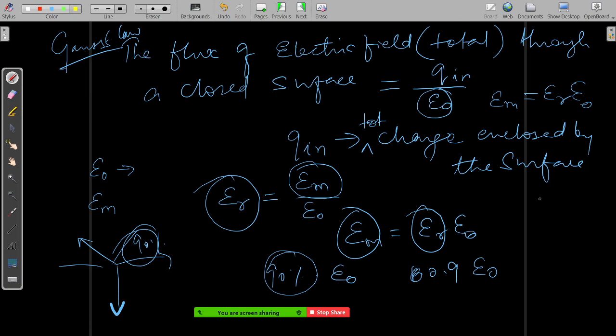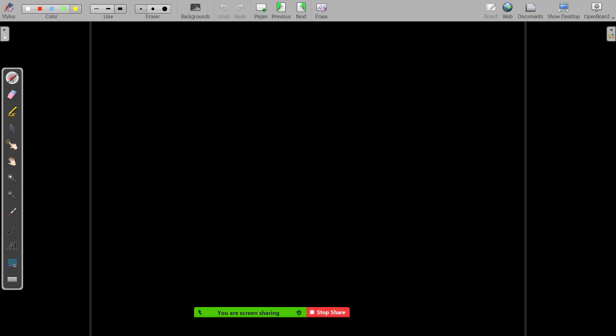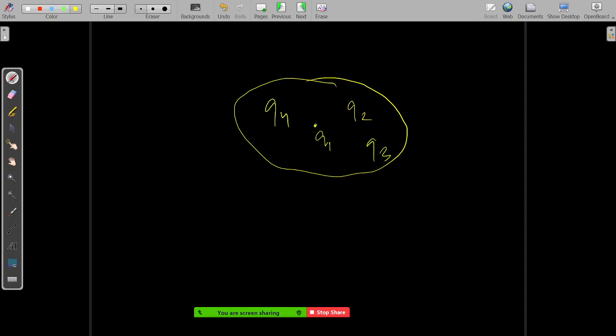So this is what Gauss law says. First thing you have to remember is you want to find the total electric flux through this surface, and there are some charges, let's say Q1, Q2, Q3, Q4. Let's say there are some other charges also, Q5 and Q6 here. So there is some electric field existing in this system.